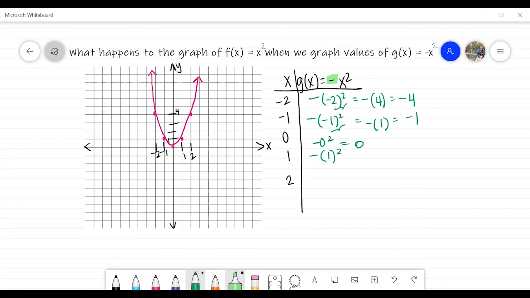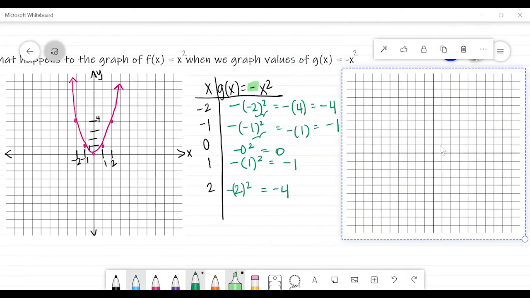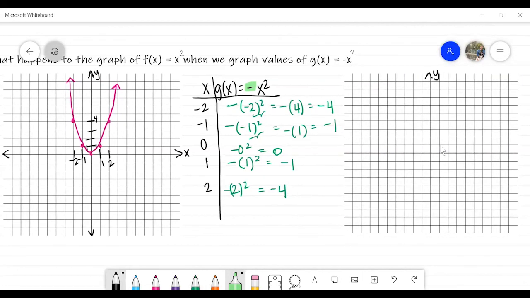Negative 1 squared would be negative 1, and negative 2 squared would be negative 4. So in this case, our graph actually changes direction, right? This is not exactly the same. So here, when we're lining this up, we've still got 1 and 2, and then negative 1 and negative 2, because that's still what we plugged in. But this time, our results are in a different direction.